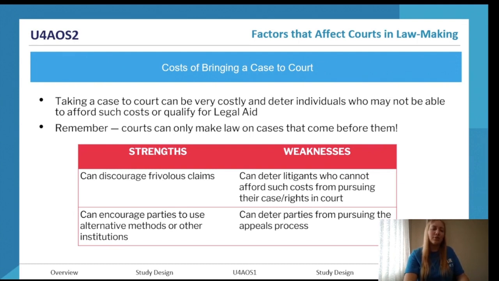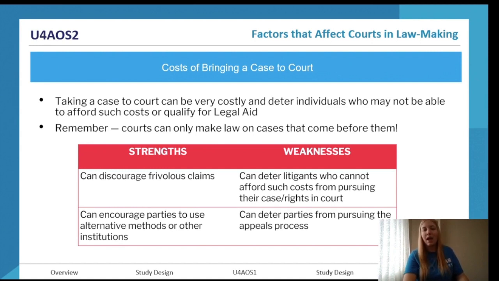There's no reason to overload the courts if the matter is simple enough and it can be resolved through alternative dispute resolution. We do want to encourage that by raising the costs of the courts so that people are more likely to seek out other avenues. Some weaknesses: costs can deter litigants, so people trying to pursue claims who cannot afford such costs are prevented from pursuing their case or rights in the court.